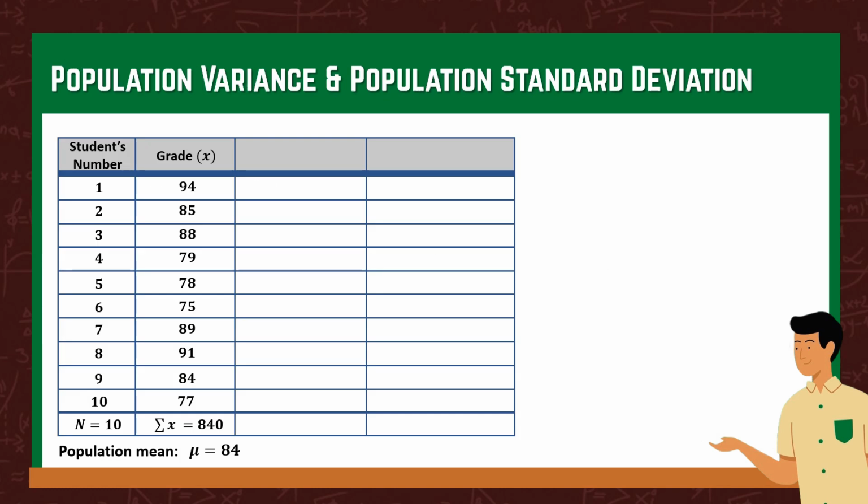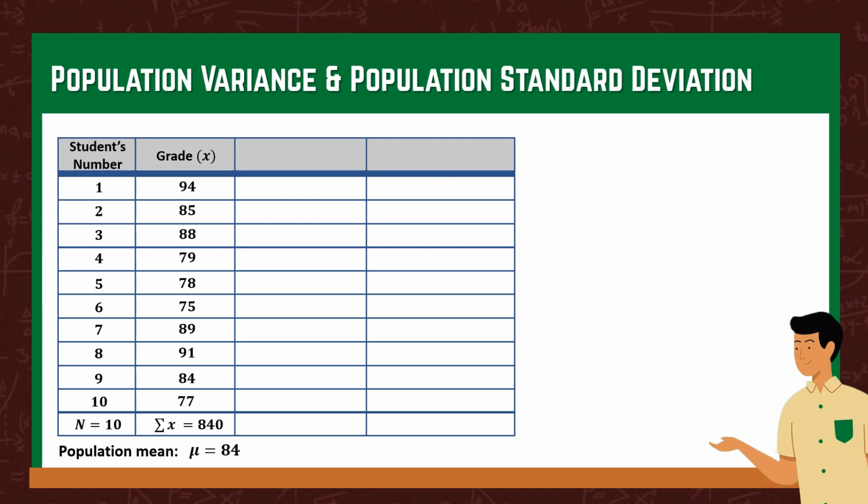This time, we're going to compute the population variance and the population standard deviation. To do this, we should have known the population mean. Dapat alam na natin ang computed population mean at this point. So let's review our table of data. In the first column, we have the students' number. There are 10 students, so that our N is equal to 10. The next column is the corresponding student's grade, and the sum is 840, so that our population mean is 84.